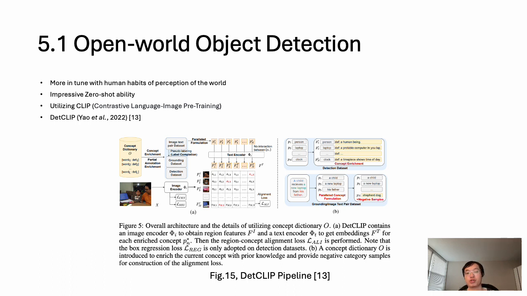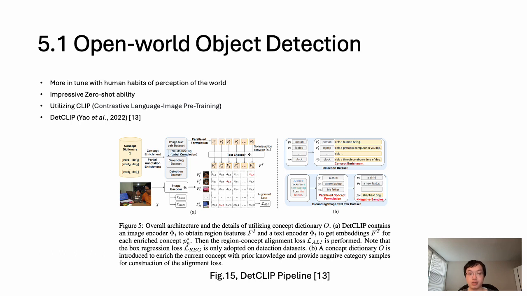Compared with traditional object detection, open world object detection is more in tune with human habits of perception of the world. Because when people are learning to classify or find objects, they can learn based on vocabulary, not based on a limited class database. For example, the MS COCO dataset only contains 80 classes, and does not fit with human perception of the world.